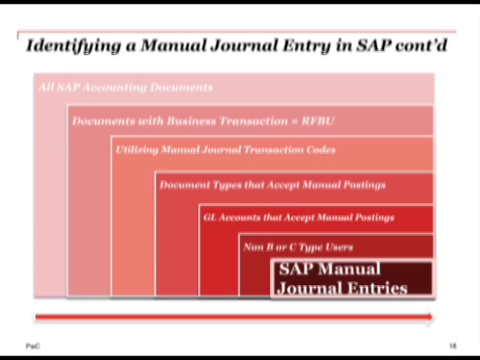Then there's B or C type users that we could potentially exclude from the population, arriving at a population of SAP manual journal entries. So these are 5 elements that you could consider. I think every environment is a little bit different, and they do require some procedures to be performed to make sure that the settings haven't changed and would apply to your environment based on how you have it set up.